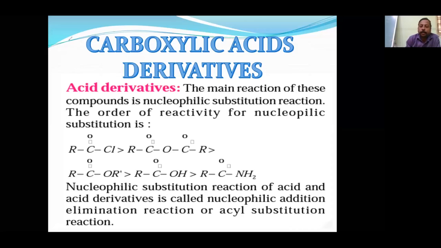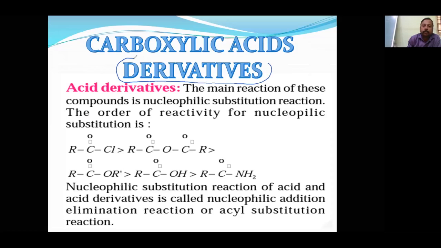Like milk derivatives will be butter, milk derivatives will be curd. That means we are preparing the curd and butter all from the milk only. That's why they are called milk derivatives. So by using the carboxylic acid, we are going to prepare them. That's why they are called derivatives of carboxylic acid. Actually this is a font mistake. This is double bond O. Wherever you find this square, actually it is a double bond O.